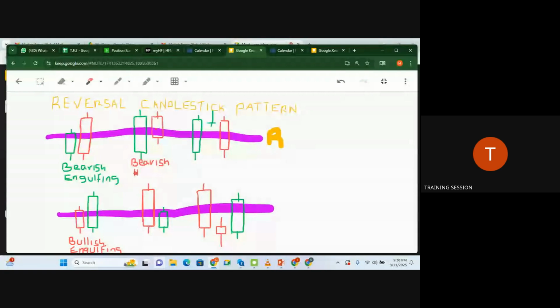So this one is bearish harami, or bearish inside. I said this is bearish harami. I'll be finishing by exactly 9:45, that is 5 minutes from now. So harami is written like that or like that. Bearish harami is the same as bearish inside.